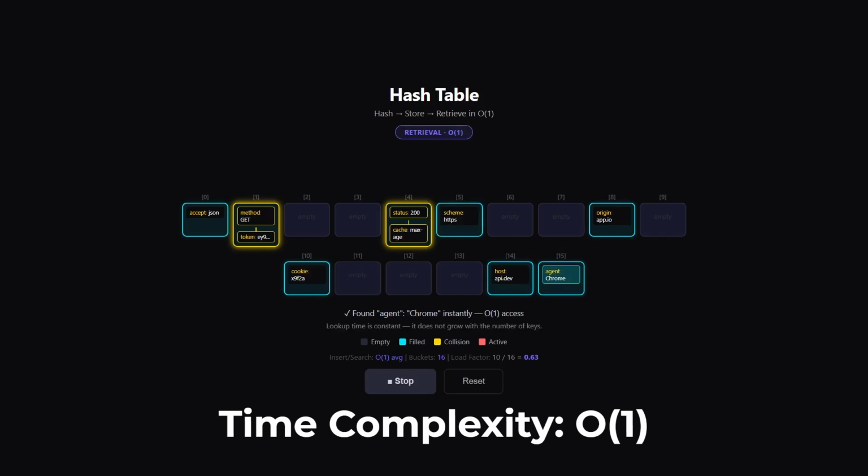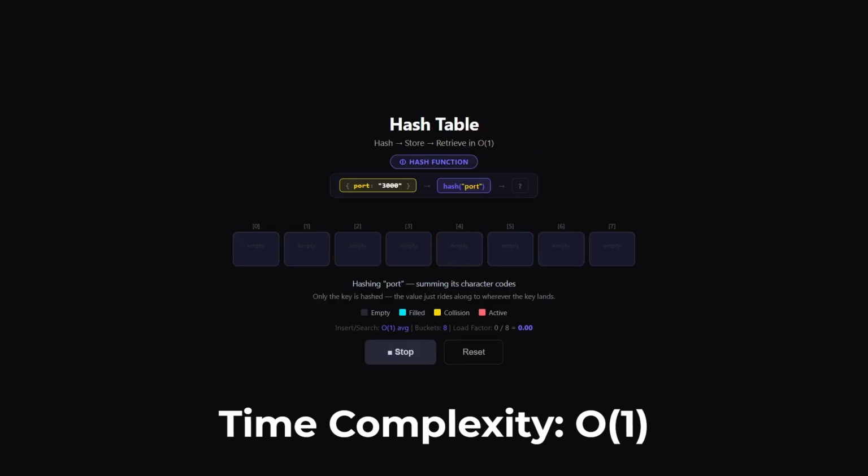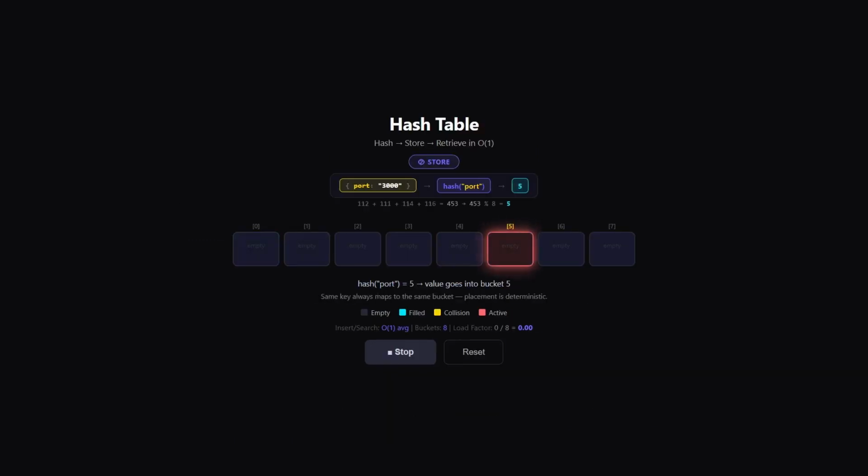That number measures how full the table is getting. When it gets too high, the table resizes and rehashes everything into a larger array. This automatic resizing is why you never think about capacity when you create a JavaScript object. The hash table manages itself.